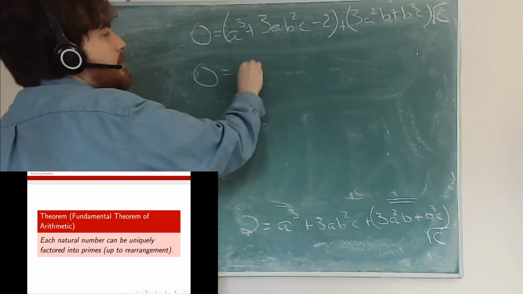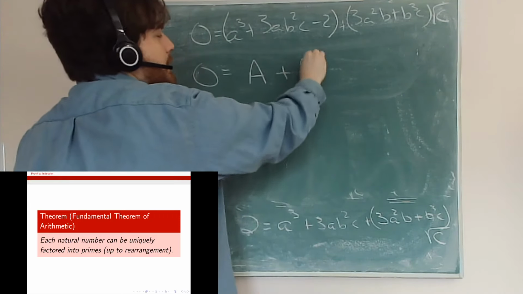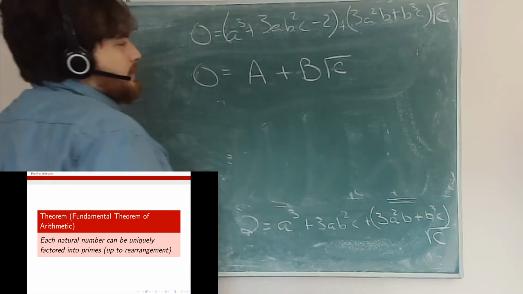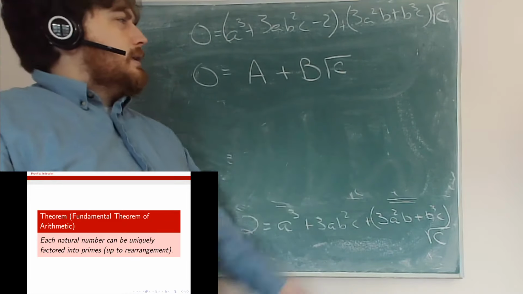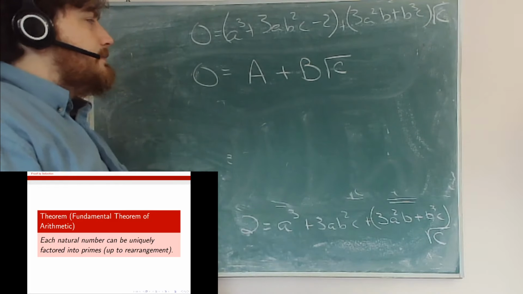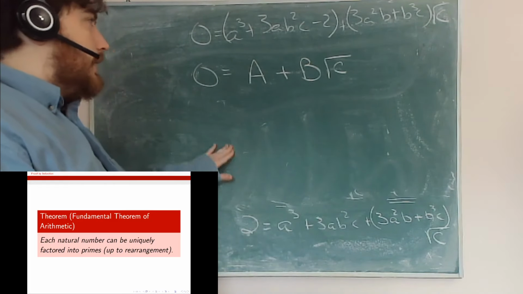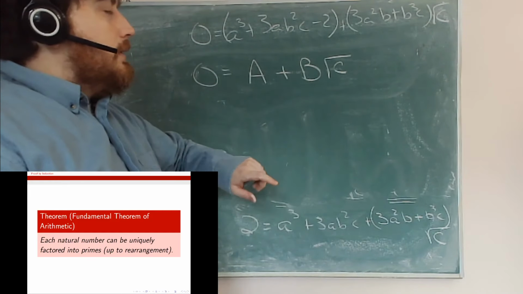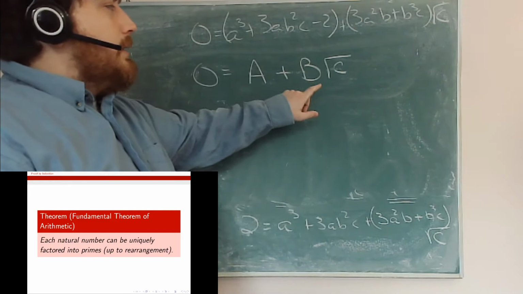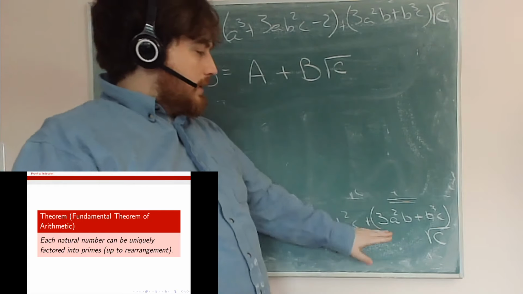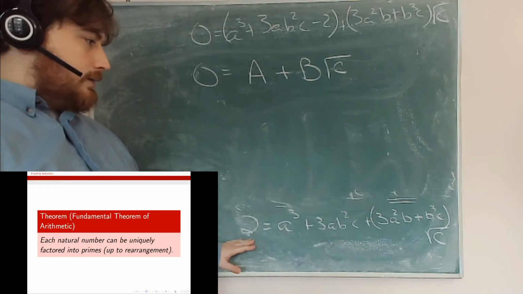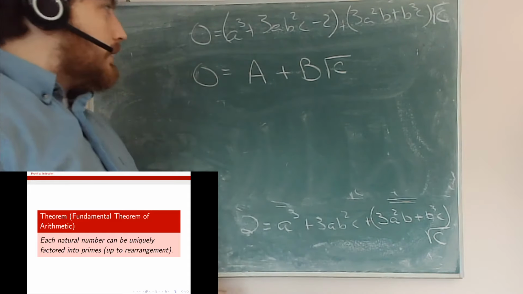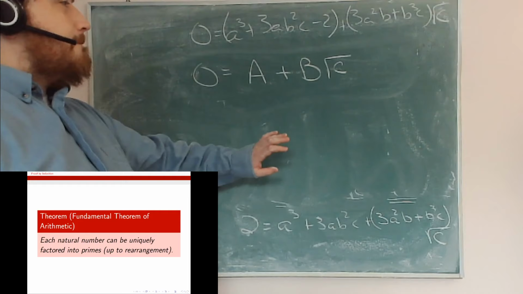Now, just to make things easier, there's lots going on. So I'm going to call this capital A, this capital B. And so I'm just going to rewrite it as A plus B square roots of C. Now, what I want to point out here is that let's assume that B was 0. If B was 0, then what I get is that 2 is equal to some rational number plus the square root of C.